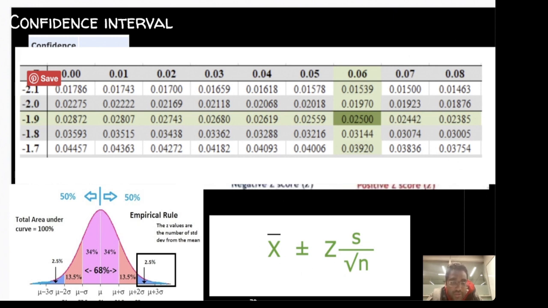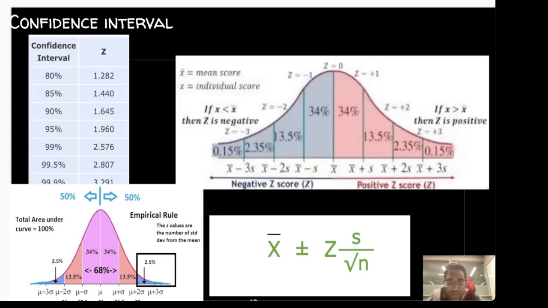Now we know the mean. Now we know 2.5%. So we know the z score, we know the mean, and now we have the z score 1.96 multiplied by the standard deviation. So the formula is x bar, which is the mean, plus or minus the z score multiplied by the standard deviation.